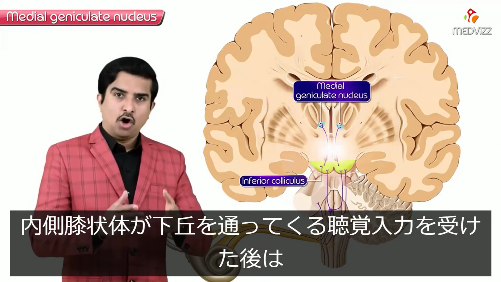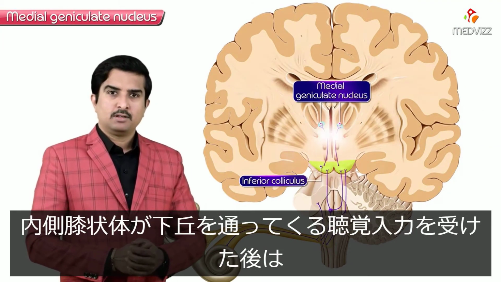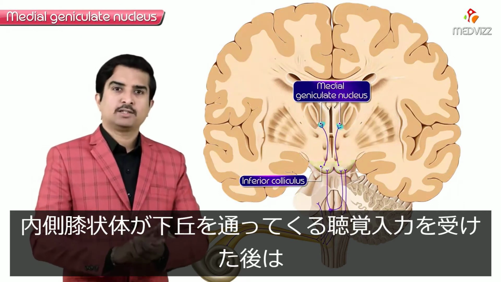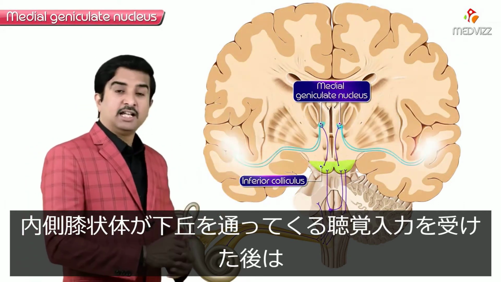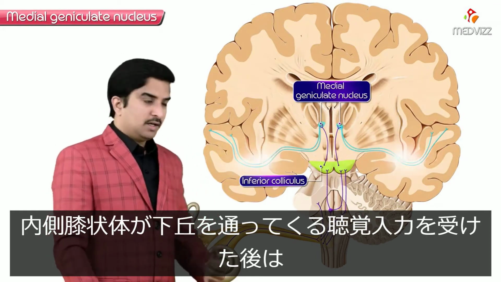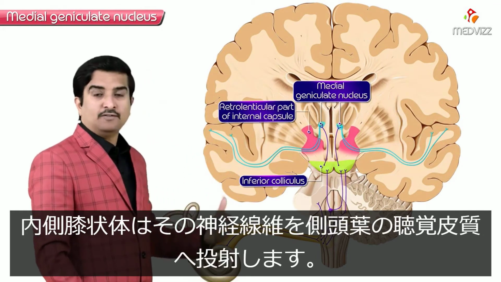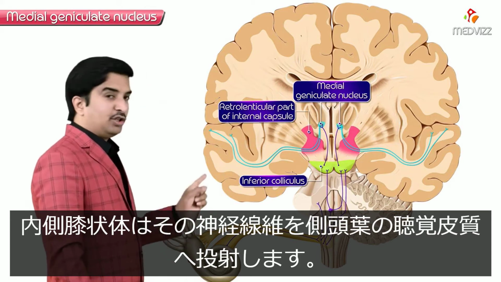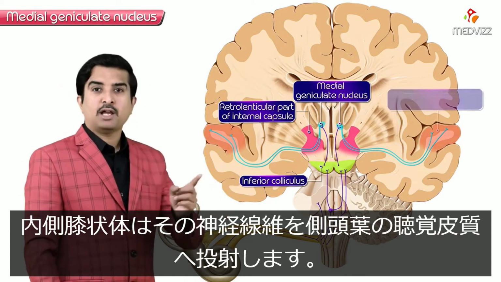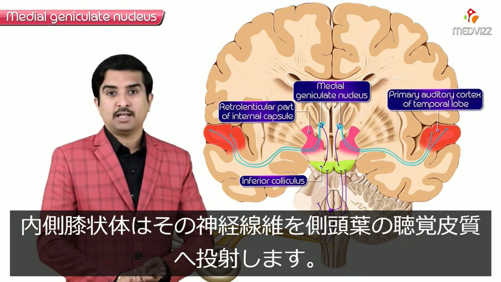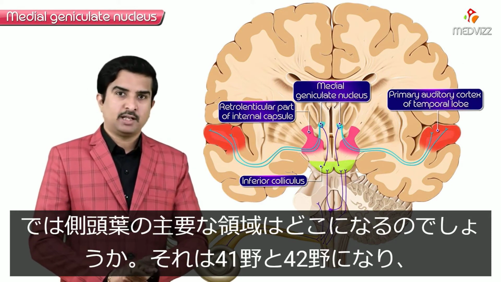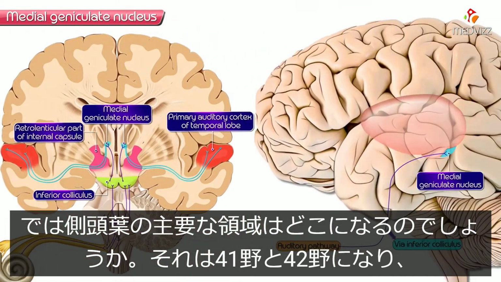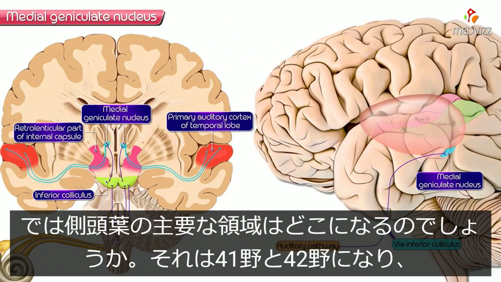After receiving the auditory inputs from the inferior colliculus, the medial geniculate nucleus projects its fibers via the retrolenticular part of the internal capsule and the auditory radiation to the primary auditory cortex of the temporal lobe. So, what is the primary auditory cortex of the temporal lobe? It is area 41 and 42.